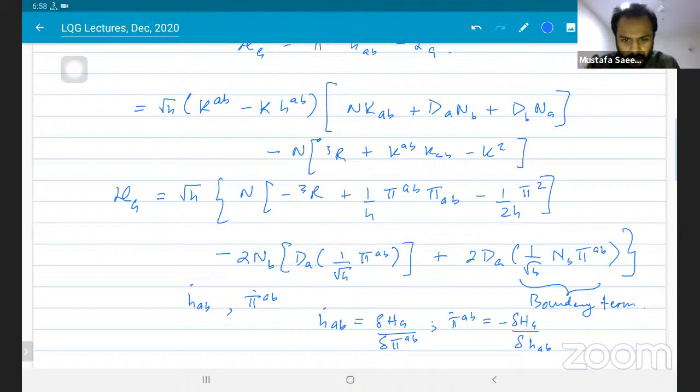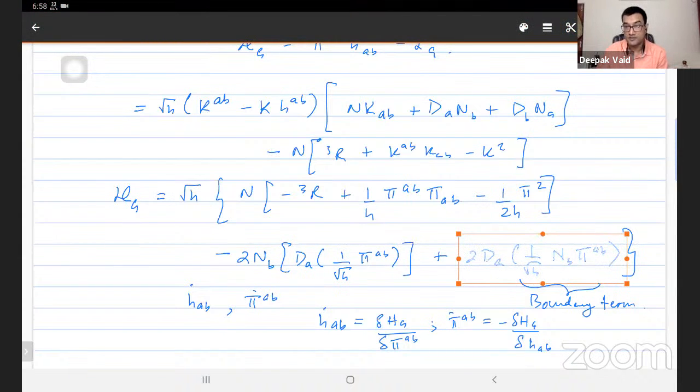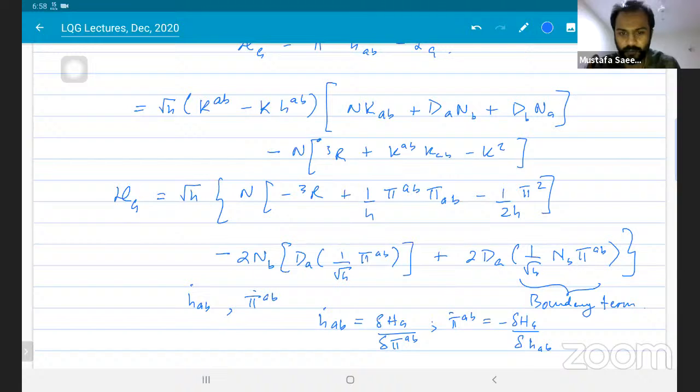Okay. Deepak, I also had a question. I have two actually. The first one is, are you ignoring the boundary term in the action? Right. This term. Yeah. Well, for the time being. For the time being. Okay. We are assuming that our space-time is asymptotically flat, and that we can drop this term.